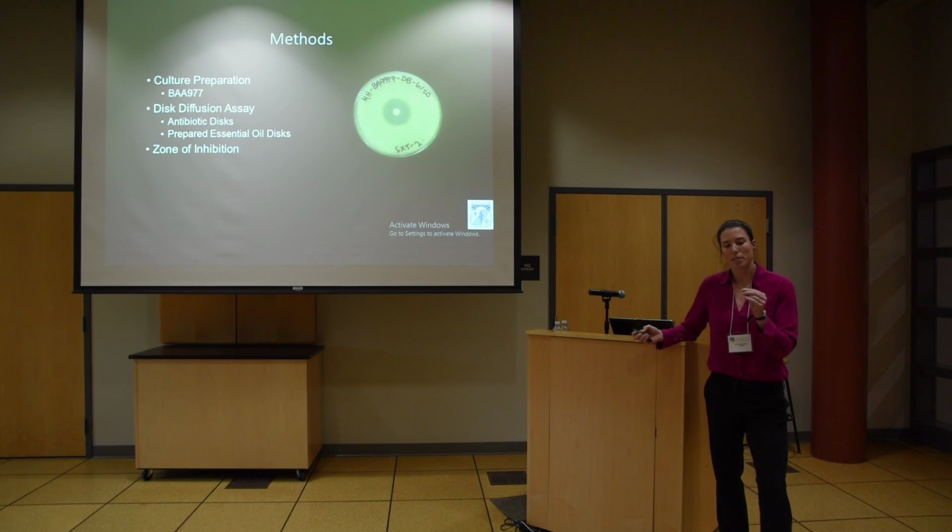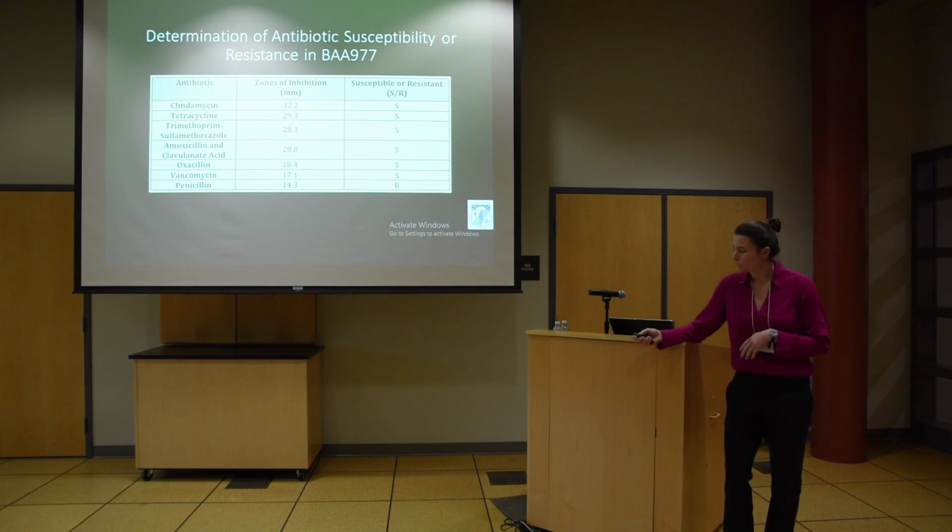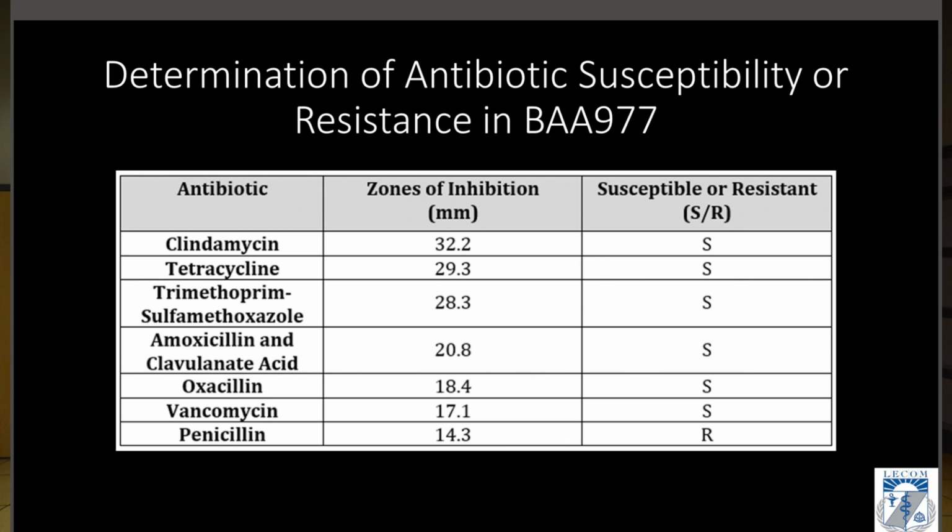It was a 6 millimeter disc, and we added 10 microliters of the essential oils that we wanted to test onto it. Then we put those plates in the incubator at 37 degrees overnight, and came back the next day and measured the zone of inhibition, which is this colony-free zone right here. We took 3 measurements of the diameter and averaged that to get our ZOI, which is the zone of inhibition.